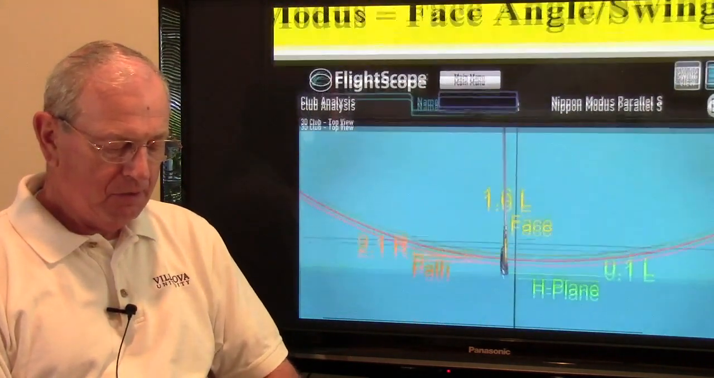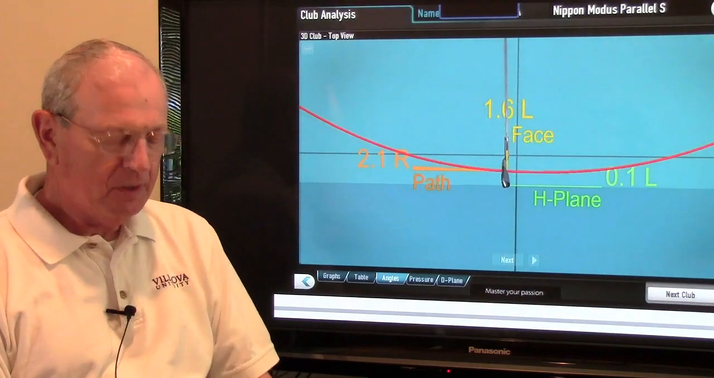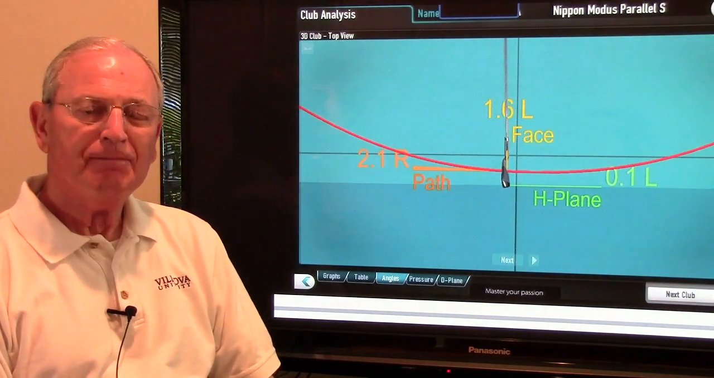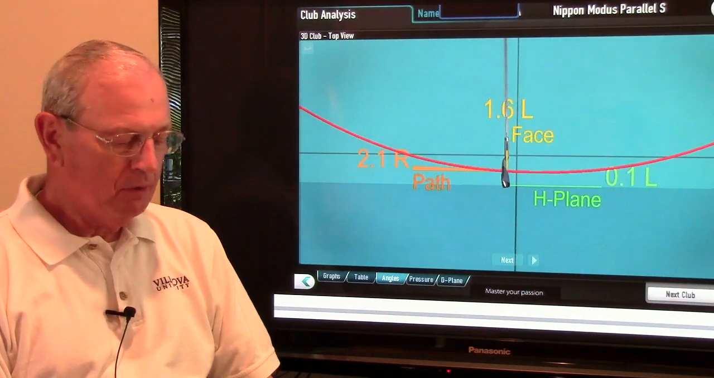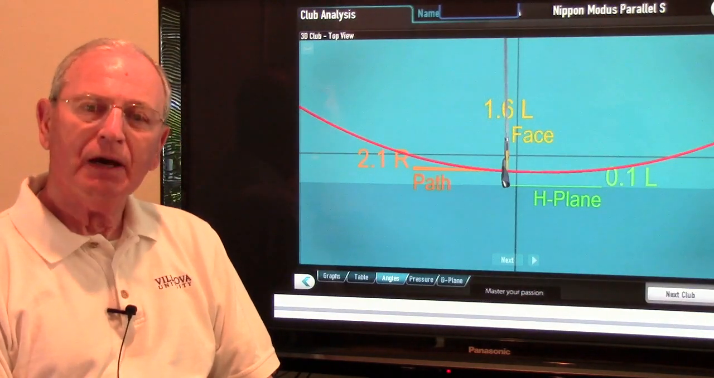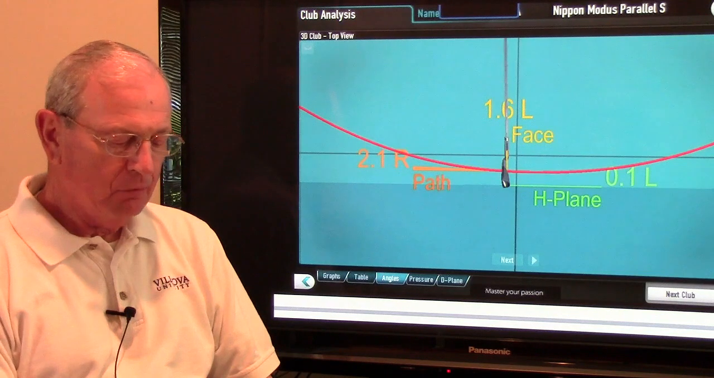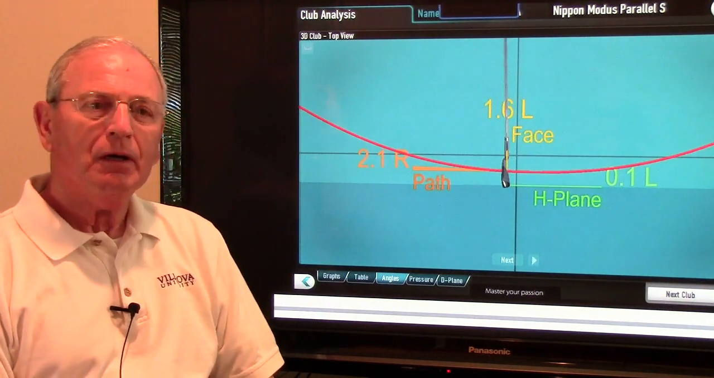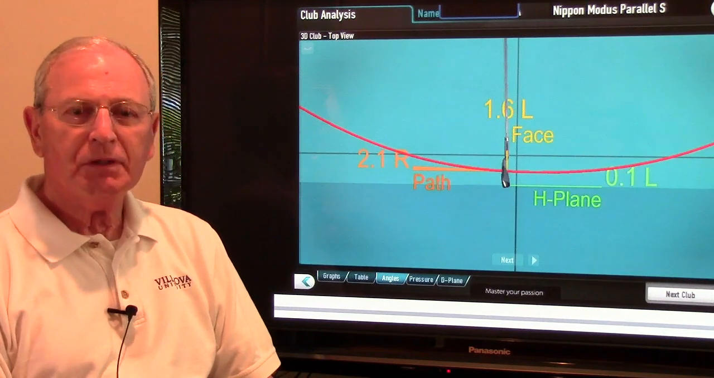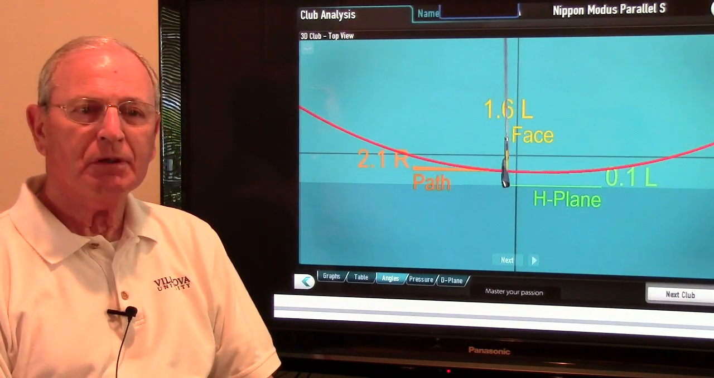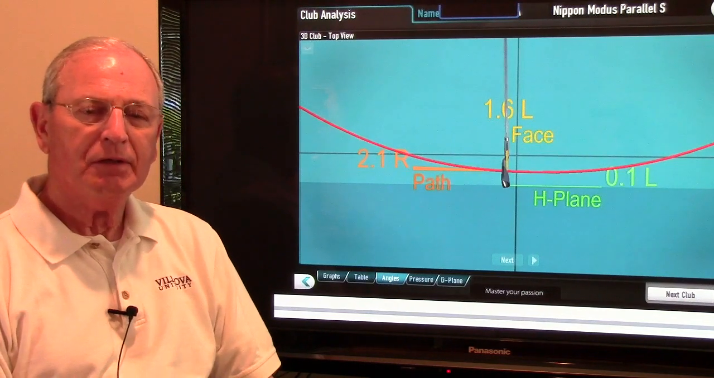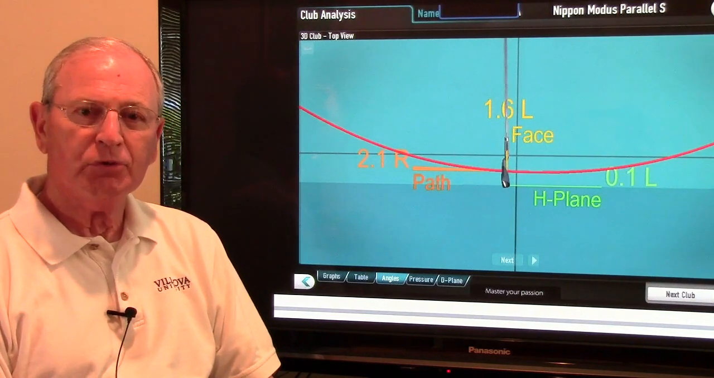Now we'll take a look at the Nippon Modus, and you can see that there was a considerable improvement. It's a 2.1 degree inside out swing path, and the face angle was 1.6 degrees left of the target line. This is pretty good. It's going to put you pretty close to the center line, but again, if you can maintain that differential at 2 degrees or less, then you're going to have a considerable improvement in your accuracy.